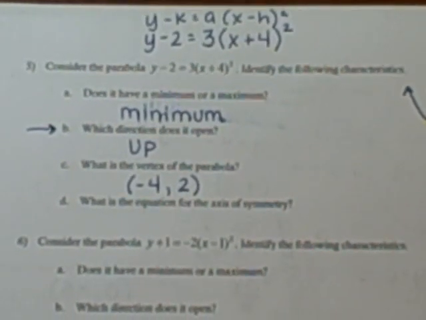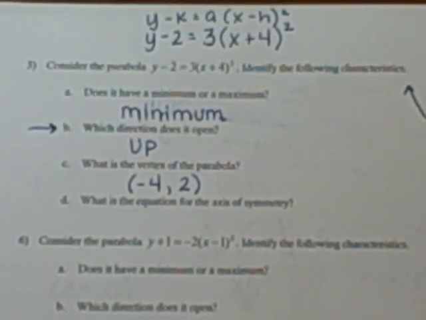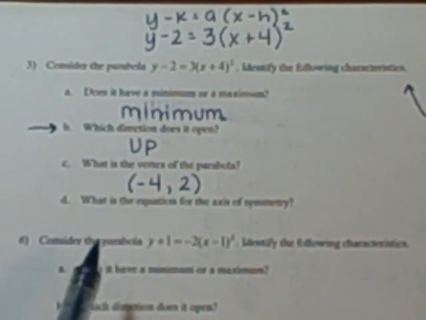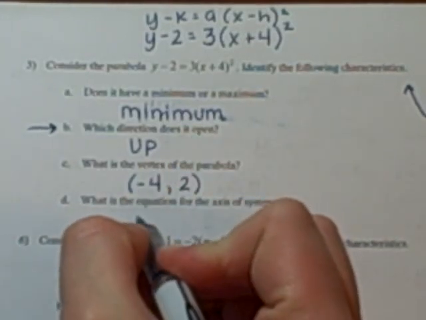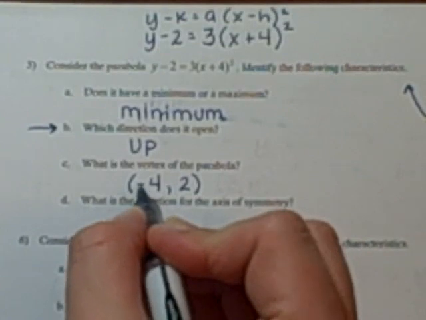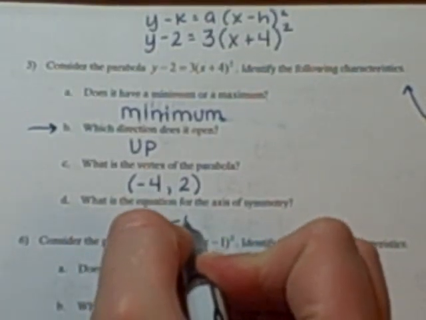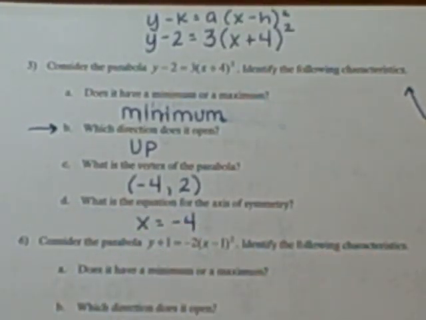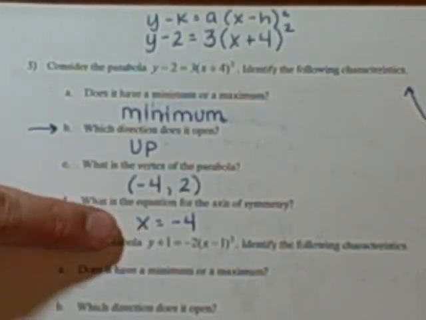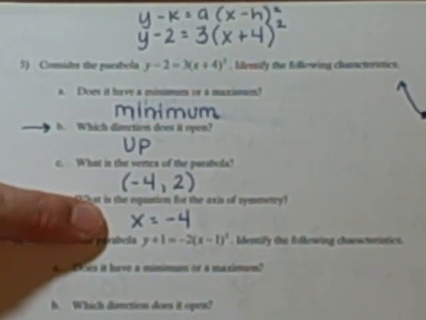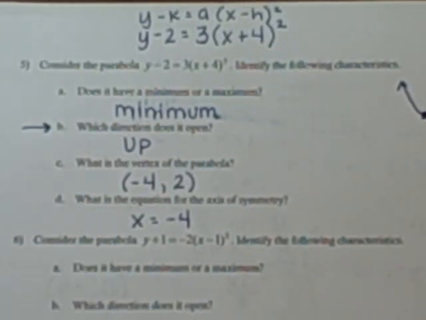Letter D is asking for the axis of symmetry. The axis of symmetry is that vertical line that runs up and down the middle of a parabola. And it's actually really easy to find once you have the vertex. The axis of symmetry is always just x equals the first number from the vertex, or h. So here I would say x equals -4. Be careful though, and remember that when you write the equation for the axis of symmetry, you have to include the x. You can't just say -4. You would have to say x equals -4.